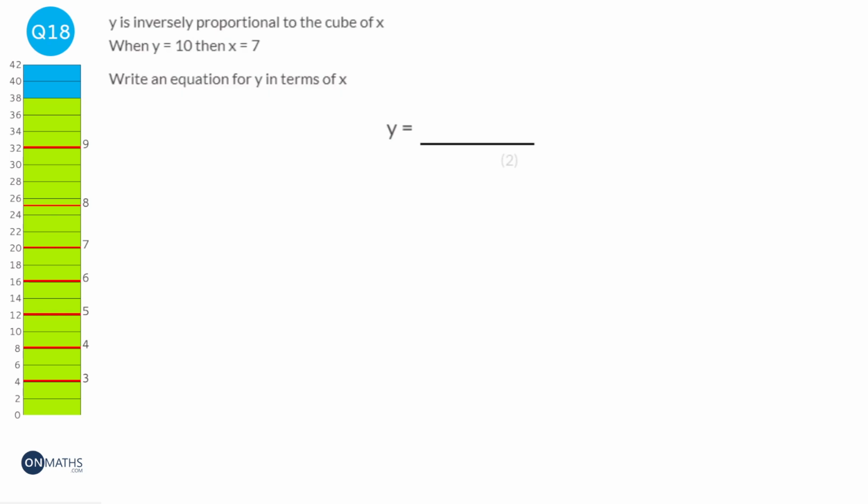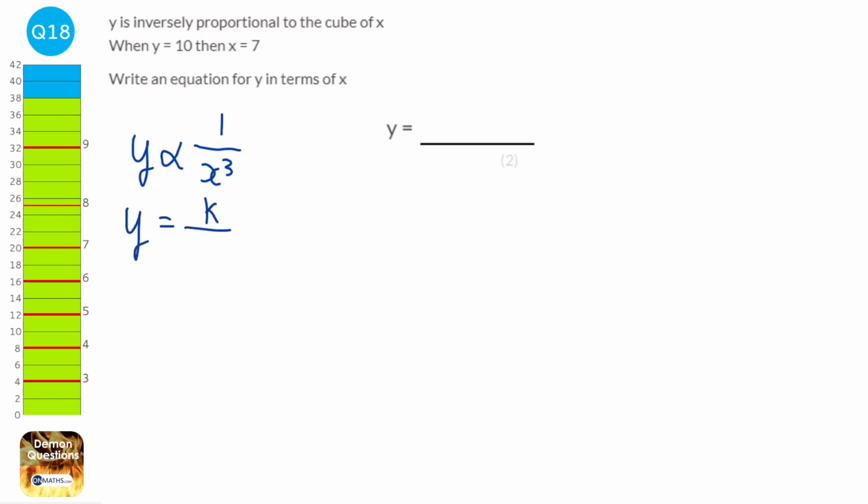So we're told in the question that y is inversely proportional to the cube of x. So we can show that by y is proportional, inversely, which would be 1 over the cube of x. Now to convert that alpha, the proportionality symbol, into an equals, we need to introduce a constant to the right hand side. So we get y equals k over x cubed. And all I've done to the right hand side is multiplied it by k.